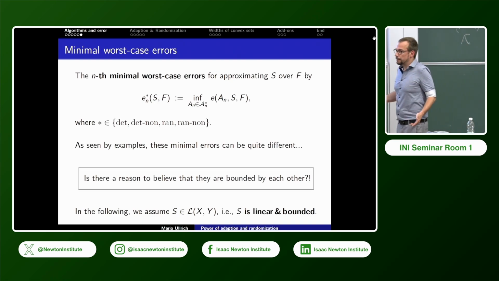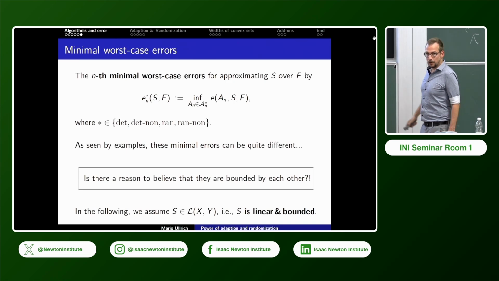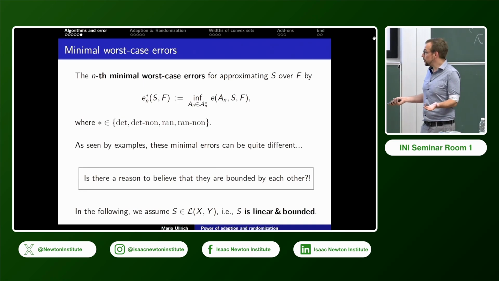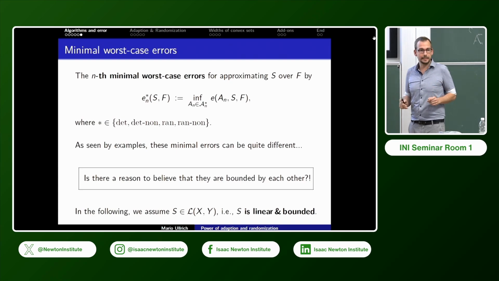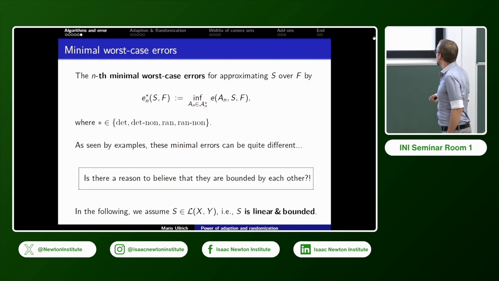But how much? And the question that is not just for you to think a little bit about: do you think there is any reason that these things are related? It's not so obvious, especially if you do randomization, why a problem that is solvable in a randomized setting should be solvable by any means by a deterministic algorithm, adaptive or not. I don't know. Why should this be possible? And we will see that it is.